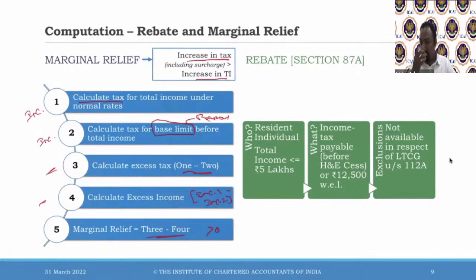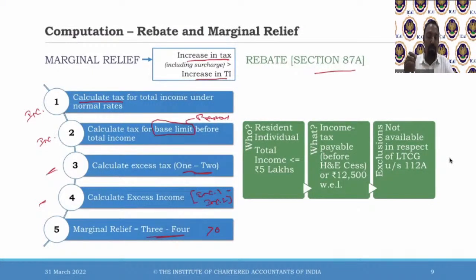Okay. So next is resident rebate under section 87A. Rebate under section 87A is available only to a resident individual where the total income is less than or equal to 5 lakhs. So what is the rebate? Whatever is the income tax payable, that is before the education cess and other things, or 12,500. So if your income is, let's say, 4 lakhs, what will it be? It is 1,50,000 into 5%. That will be 7,500. The 7,500 is eligible as rebate.